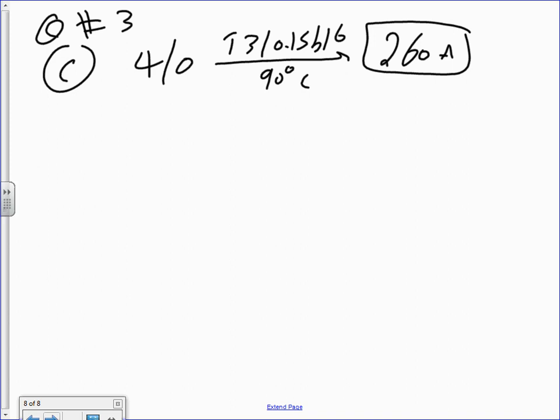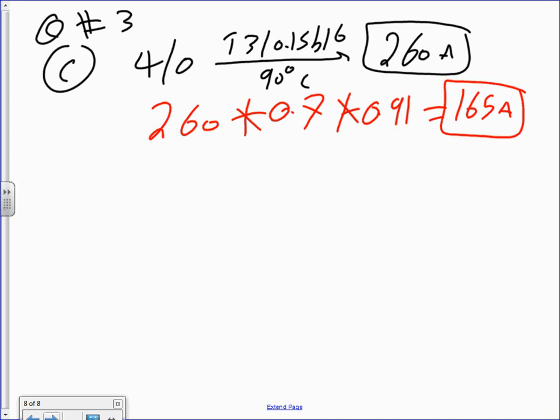First, the first chop is 0.7. What do you think the 0.7 is for? That's for bundling. The second one is 0.91. The same numbers, that will get you 165 amps. So how much current can this conductor carry under these circumstances? Is it 165 or 166? Can somebody check that one for me? I think it's 166 amps. Yeah, we'll approximate 166 amps.